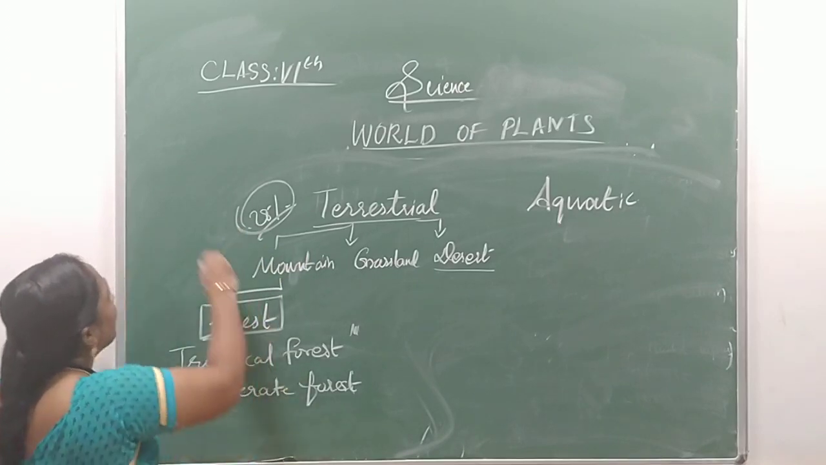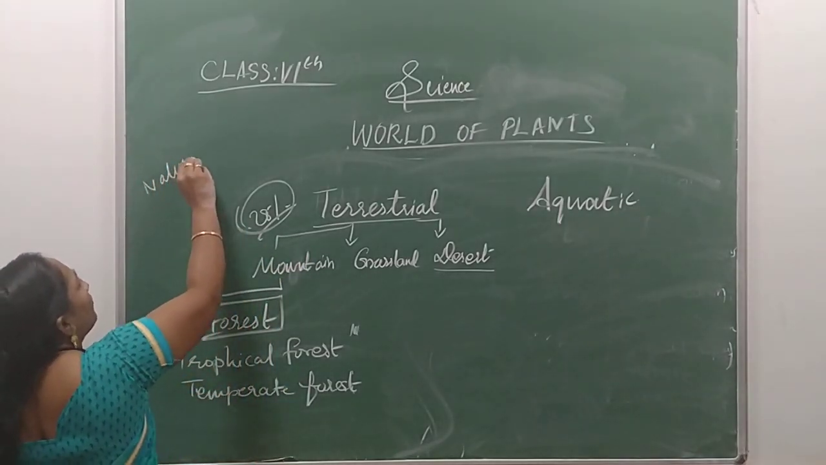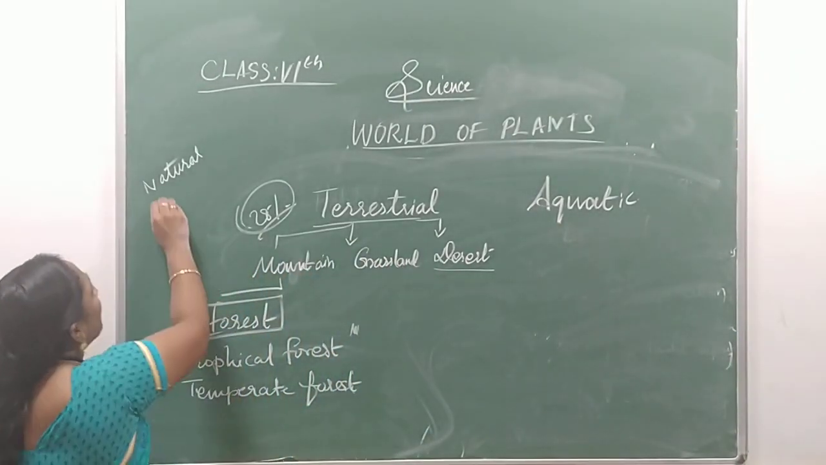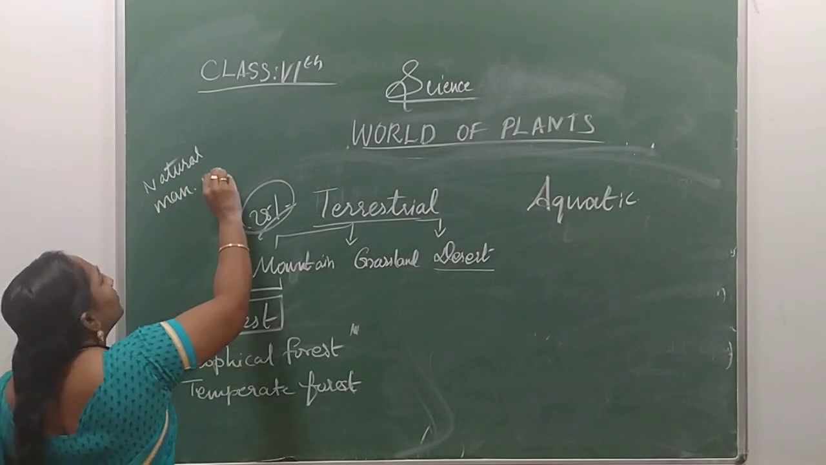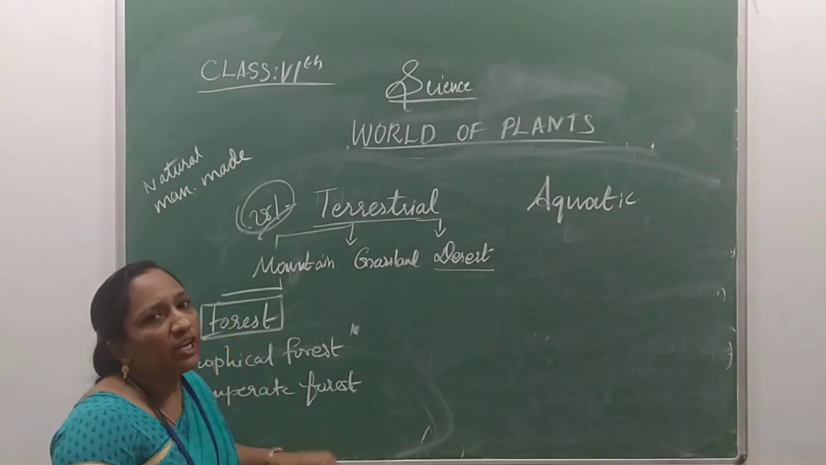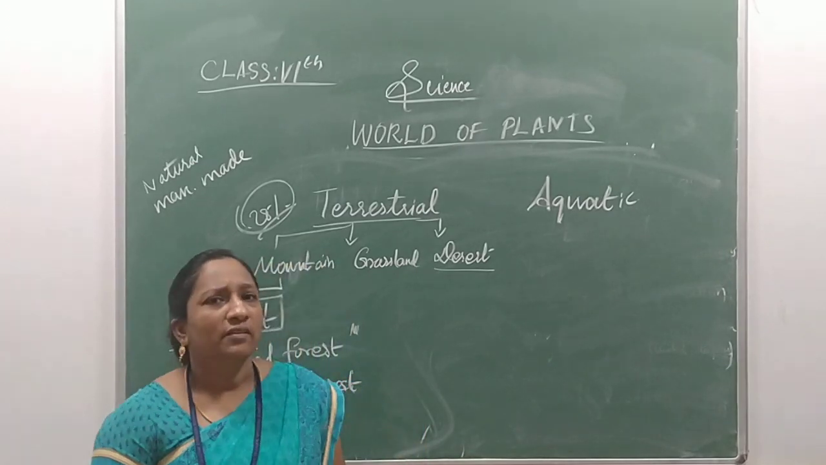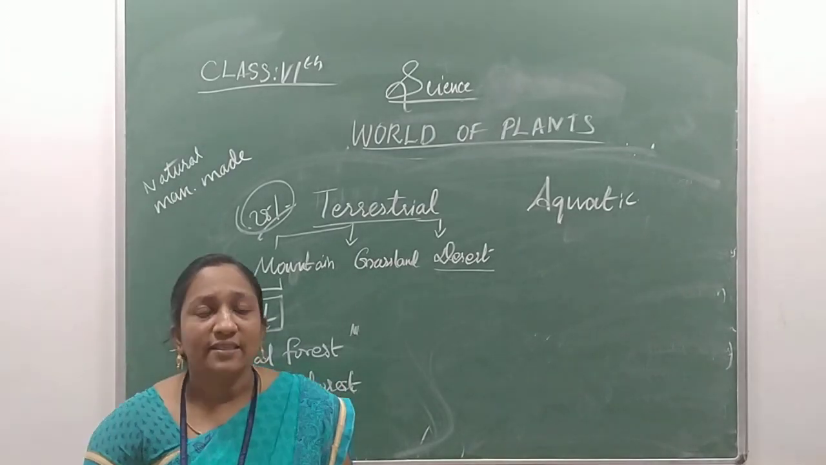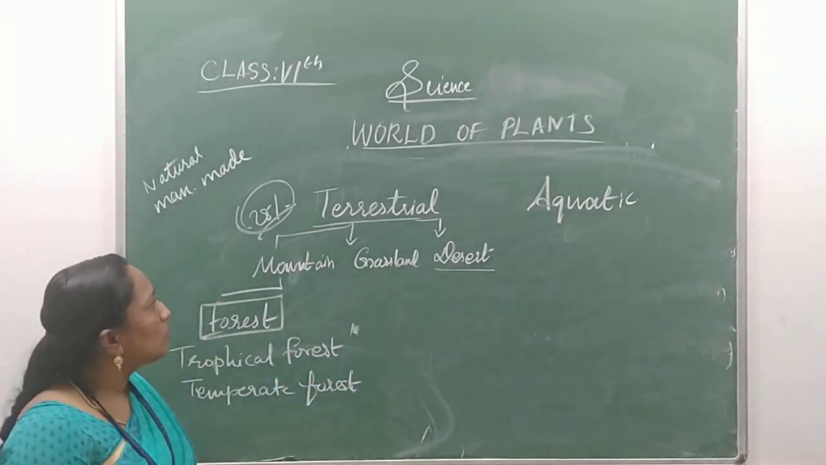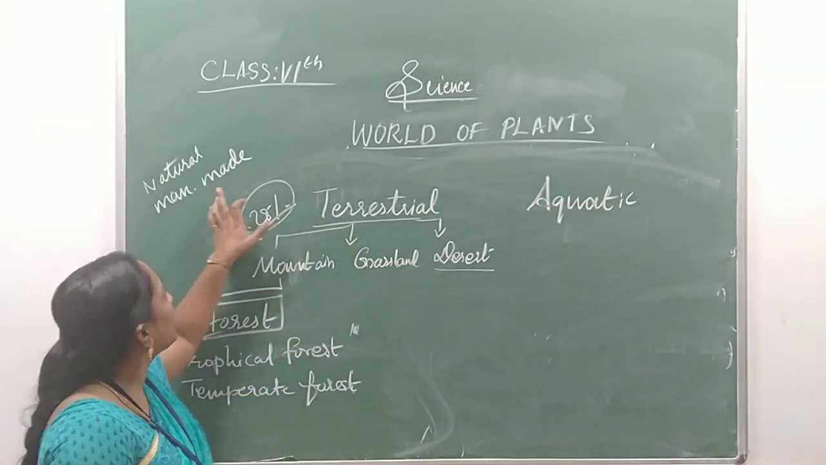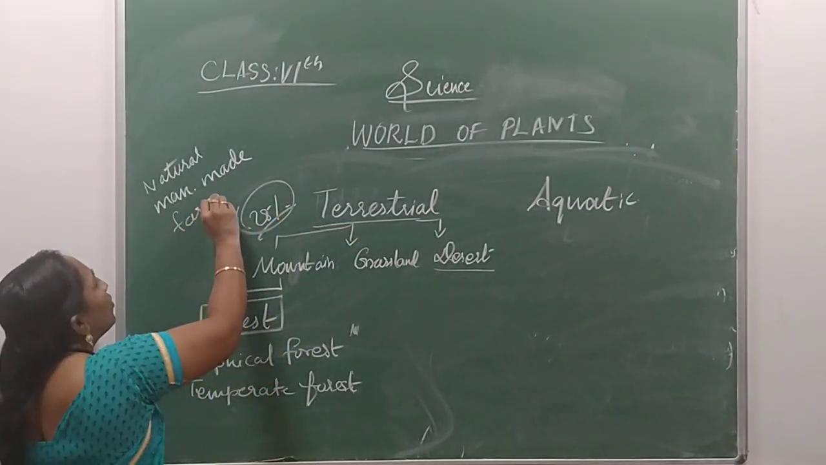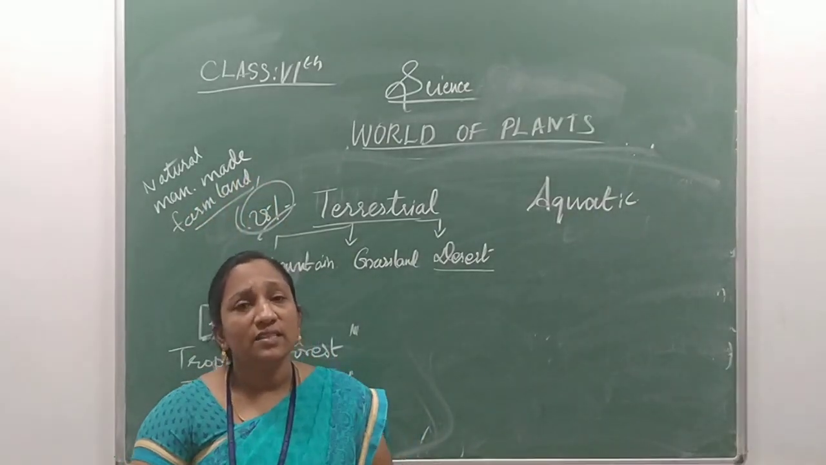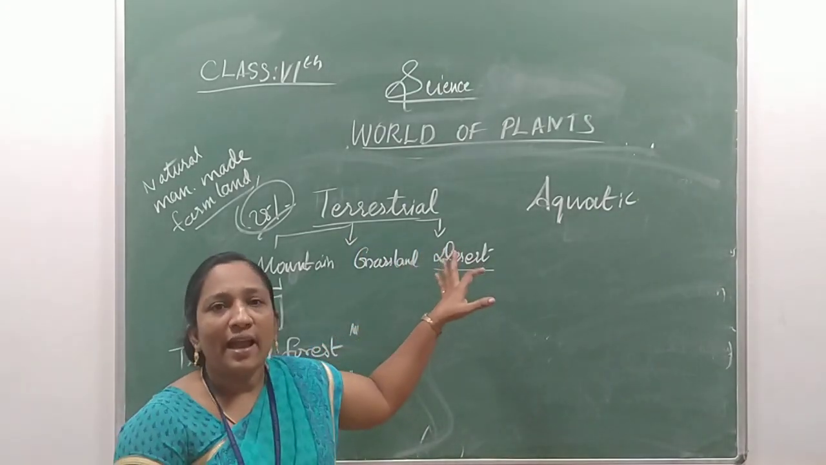So this land is occupied by natural areas like forest, desert, grassland. And even man-made ones. What is man-made? Is there a man-made terrestrial ecosystem? Have you seen? Yes. Would you like to go to a zoo or park anywhere? Yes, these are all man-made areas. So what are they? Farmland. What is farmland? The area where agriculture is done. Farmland, gardens, parks. These also come under the terrestrial habitat only.